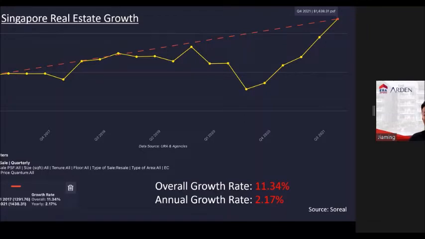Now, in short, I need you to remember the two figures at the bottom. The overall growth rate from 2017 Q1 to the end of 2021 is 11.34%, and the per annum growth rate is 2.17%. So this is the figure I need you to remember. Whatever you present later, if it's better than these two figures, it's good, because it's better than the norm. Very clear? All right.